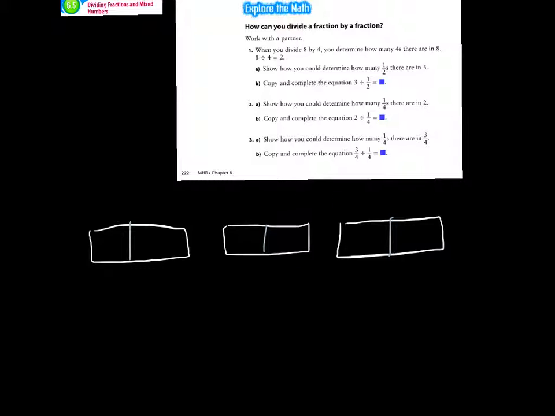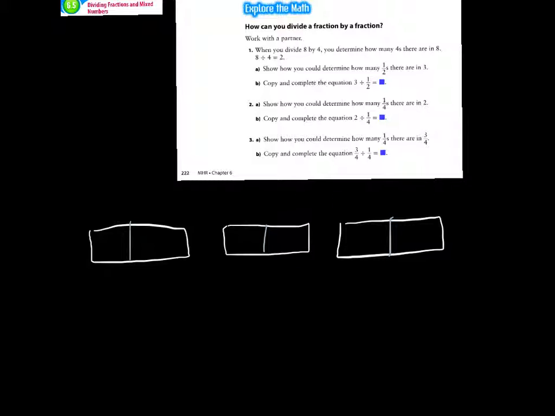So then I ask myself the same question again. How many halves are in 3 wholes? Well, there's 1, 2, 3, 4, 5, 6. So if you're going to do part B where it says complete the equation, 3, what is 3 divided by 1/2? Well, it's 6.